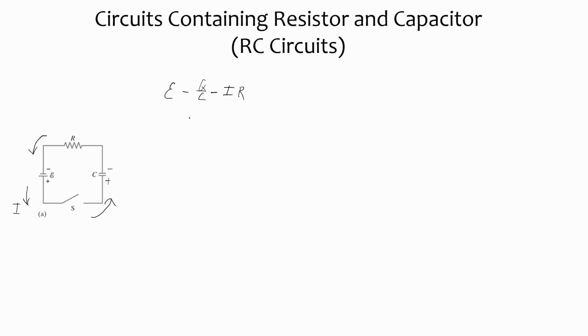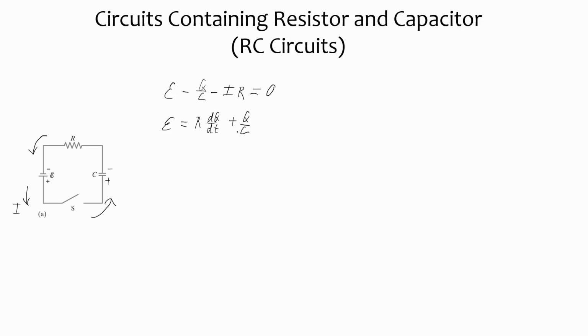Now if we do a bit of rearranging, we'll get that this all equals 0. So we get the EMF is equal to I times R plus Q over C, and if we replace I with dq dt, we're going to get R times dq dt plus Q over C.